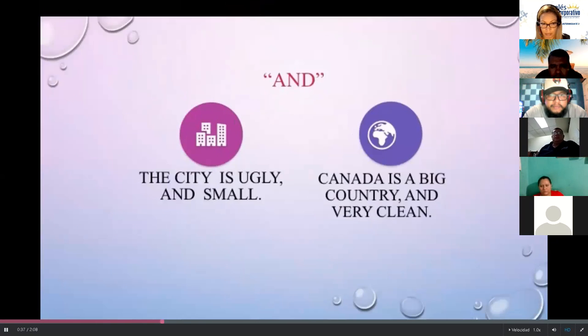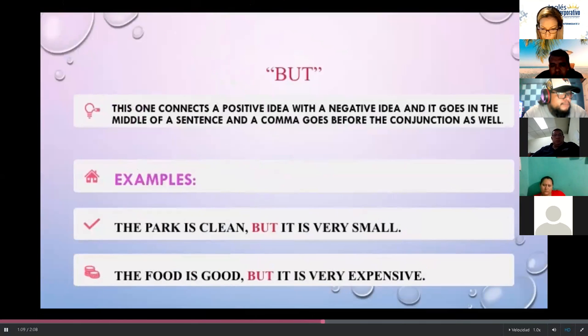We use and to connect two positive or two negative ideas. For example, the city's ugly and small. Canada is a big country and very clean. Notice there are two ideas in each sentence which are joined by the conjunction and. Therefore, we can give more or extra information. Did you notice which punctuation goes before and? That's right, a comma.